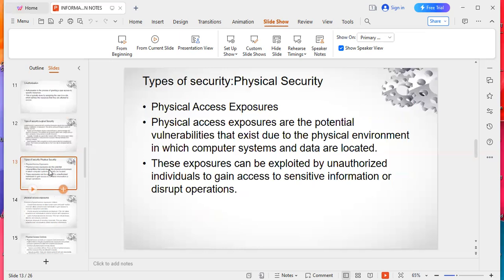Now we also have security at the physical level, that is physical security. The physical access exposures or loopholes are the potential vulnerabilities that are due to the physical environment in which the computer is located. These exposures sometimes can be exploited by unauthorized individuals who can gain access to sensitive information and disrupt the operations of a business.